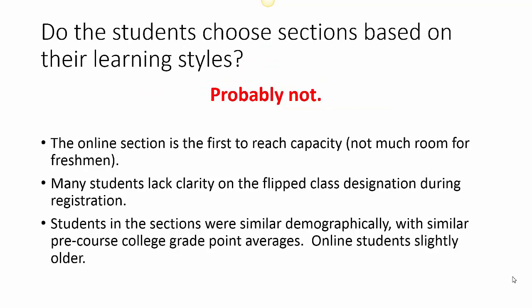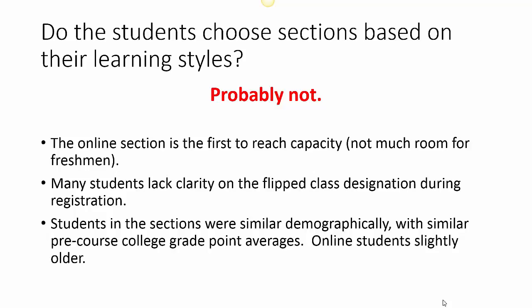So do my students choose their sections based on their learning style? Unfortunately, probably not, and maybe this is something that can change in the future. I've noticed that the online section is the first to reach capacity, so we don't usually have many freshmen in there because the older students have taken all the spots. And that's probably just because the students like the convenience of having an online class.